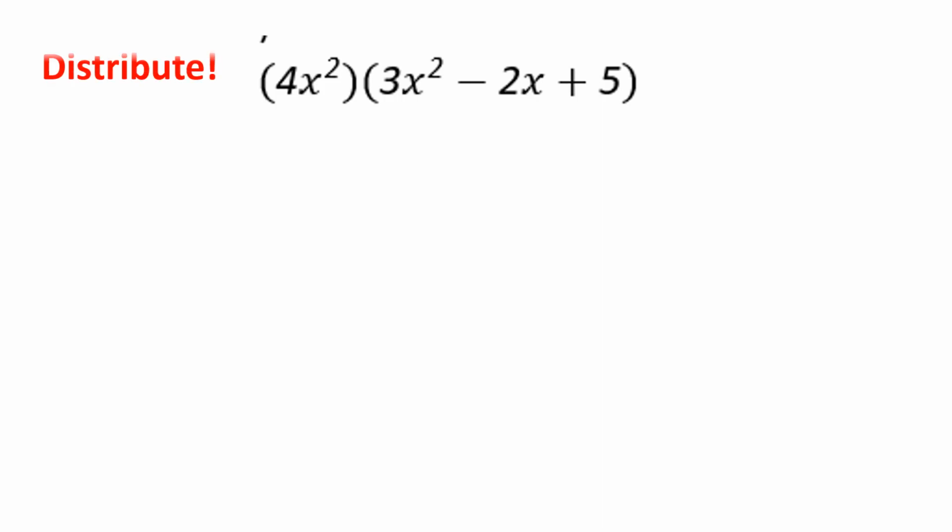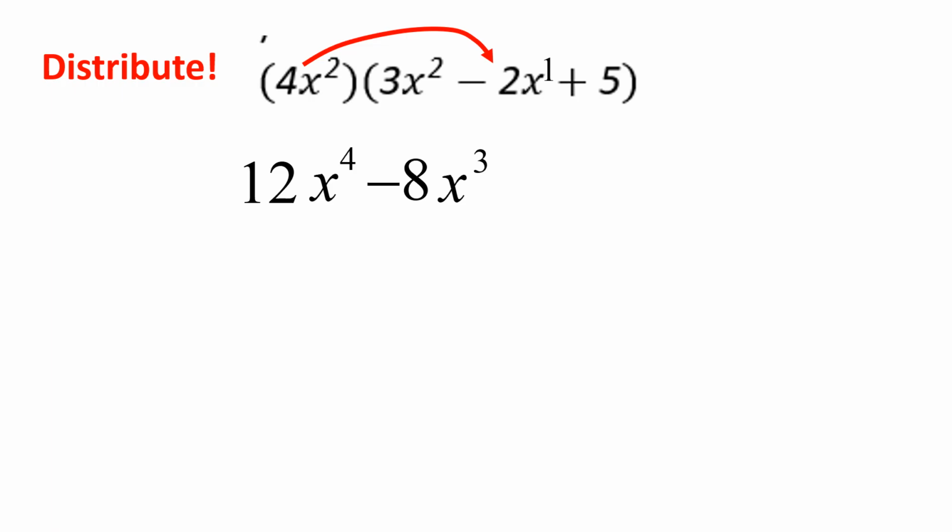Here now you're going to have to distribute. So you're going to take 4x squared times 3x squared. So I'm going to multiply the coefficients, or the numbers in front, and I'll get 12. But then I'm going to add the exponents, so I would get x to the 4th. Now I'm going to multiply the 4x squared times negative 2. I multiply the coefficients, so 4 times negative 2 will give me a negative 8. I'm going to write the x down, and then I'm going to add the exponents. Remember, there's a 1 on that x. 2 plus 1 is 3.